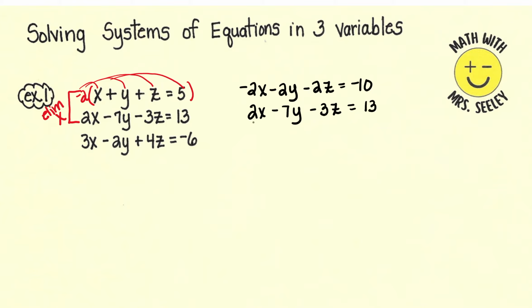And then once you do, you're going to take those 2 equations and put them together with the x's canceling. You get negative 9y minus 5z is equal to 3. That's what I'll call our first star equation.